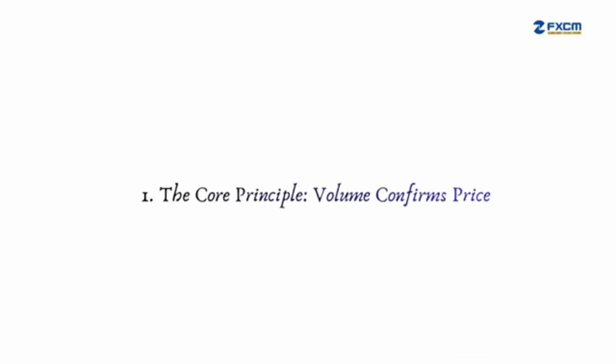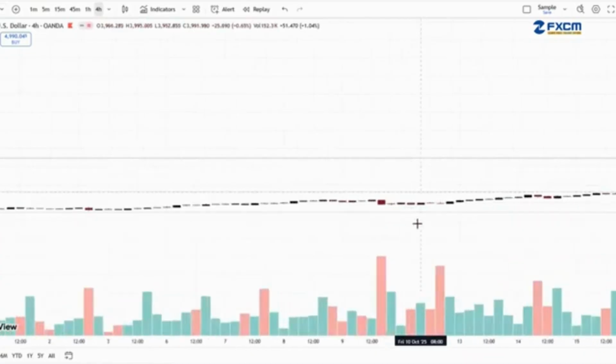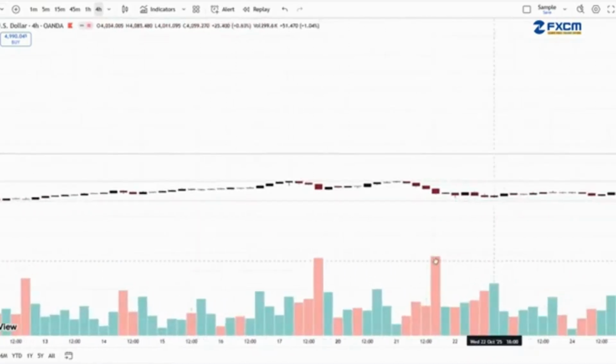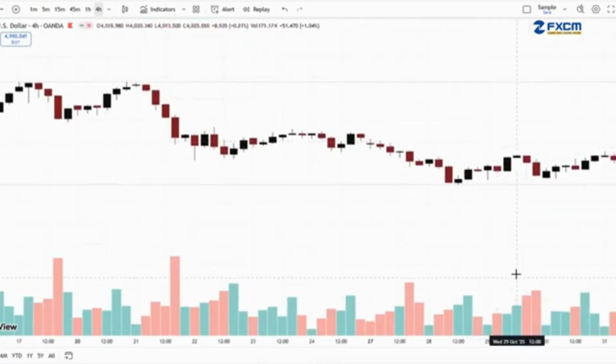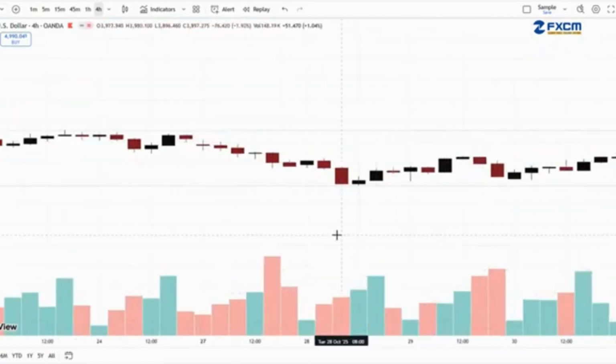1. The core principle. Volume confirms price. A price move on high volume shows strong participation and commitment. A move on low volume is suspect, likely to reverse. This is your first filter for any trade.